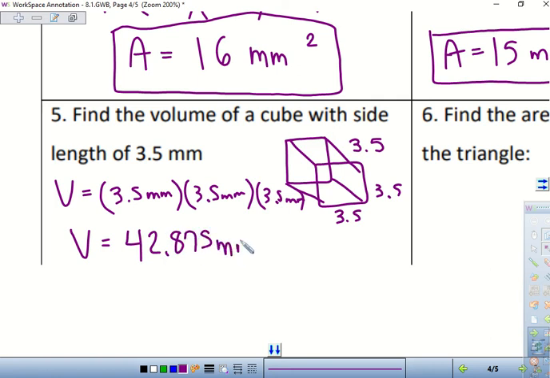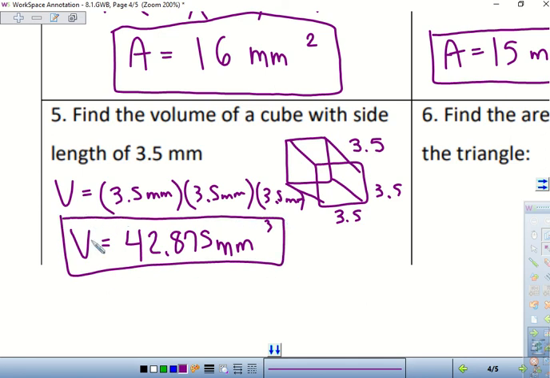Good. And it's millimeters to what power? Third. Good. Volume is to the third. So is everybody good with number 5? No questions so far?